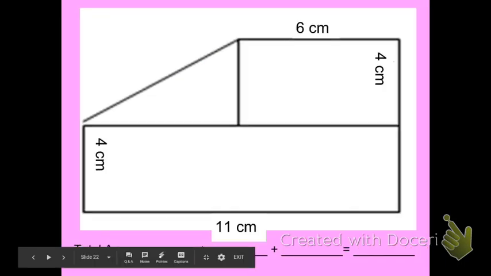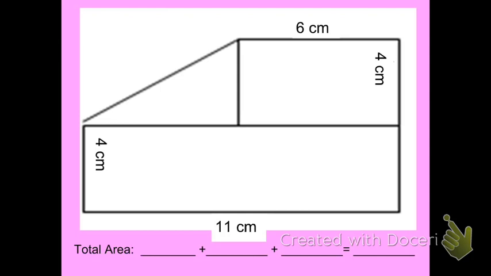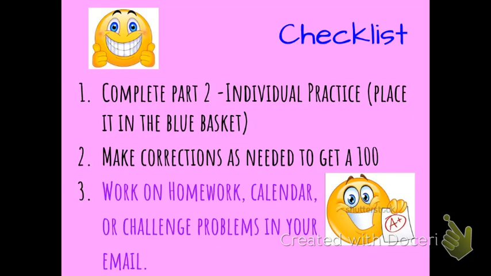All right, this one's a little bit more complicated. We've got 3 different shapes on it. Let's start with the rectangle at the bottom. Do we know the base and the height? Yes. They are? 11 and 4. So that makes 44.